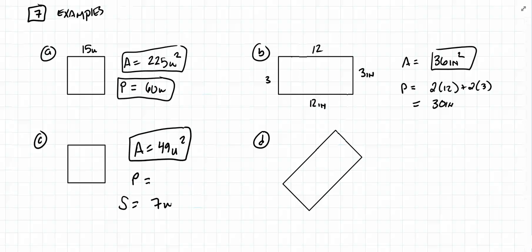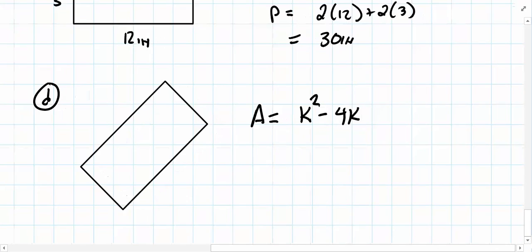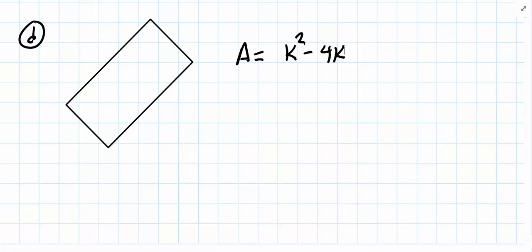Very good. Okay, for part D here, I'm going to tell you this. This is a rectangle, and I'm going to tell you the area is equal to k squared minus 4k. Okay, part D, probably a more challenging question. So let's zoom in and move it over here. Okay, here's D. The area of the rectangle is k squared minus 4k. How do you find the perimeter? And how do you find the side?